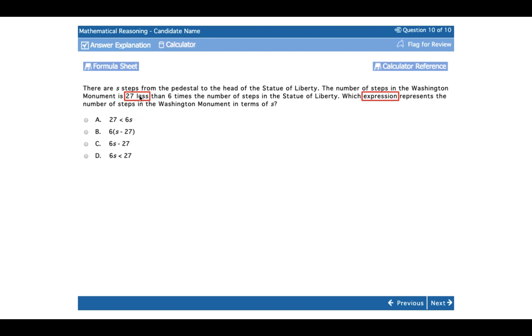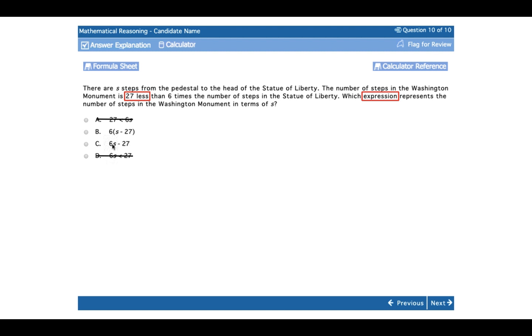The reason that's not right is because of what this really says. You translate this from math into English. It says the number 27 is less than 6 times the number of steps in the Statue of Liberty. That's not right. It doesn't say anything like less than the number 27 or greater than the number 27. It says it's less than 6 times the number of steps in the Statue of Liberty. So we know it has to have a subtraction. We know that it can't be one of these two less thans. Can't trick us. So it's either B or C. We got a 50-50 shot.